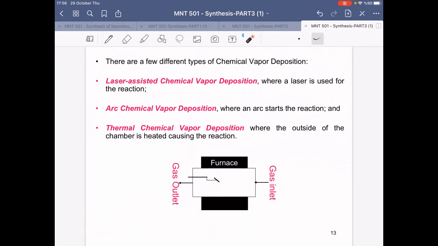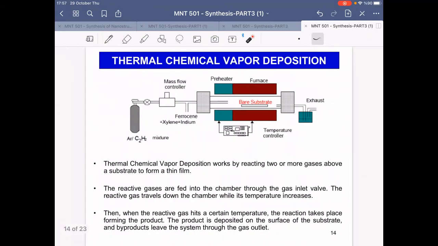There are a few different types of chemical vapor deposition. This is a very common route to make carbon nanotubes. If we have time, we're going to go over the production of carbon nanotubes as well. The first one is laser-assisted CVD, arc chemical vapor deposition, thermal chemical vapor deposition. All of them are very highly used, especially these two, I think, are used in industry because it gives you a high yield of the material that you're making, which is usually hard to obtain.